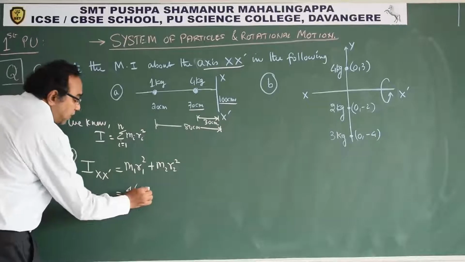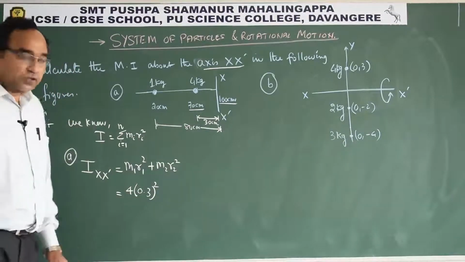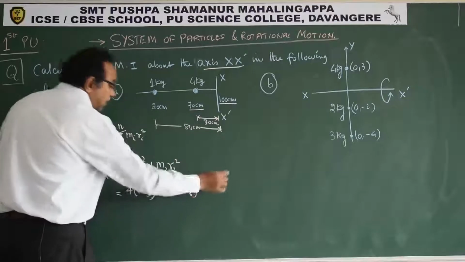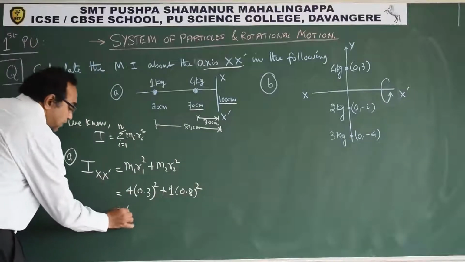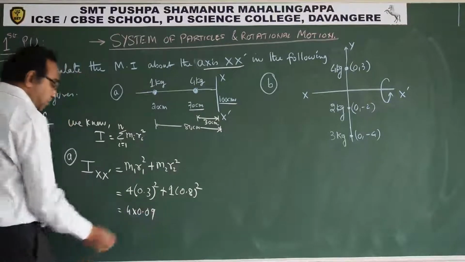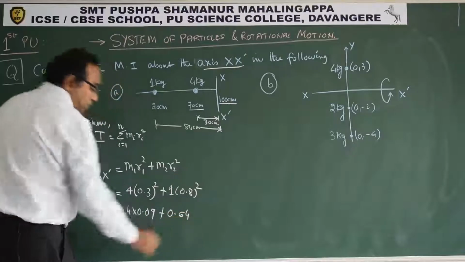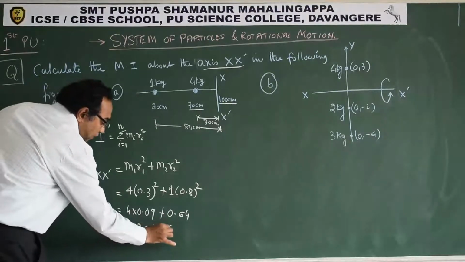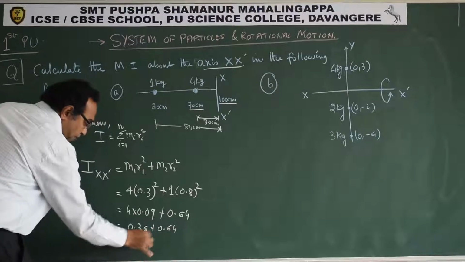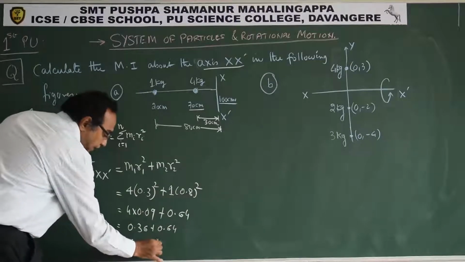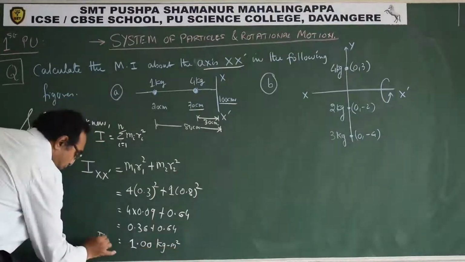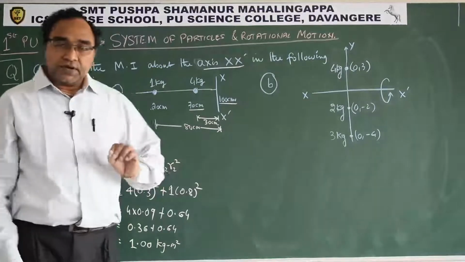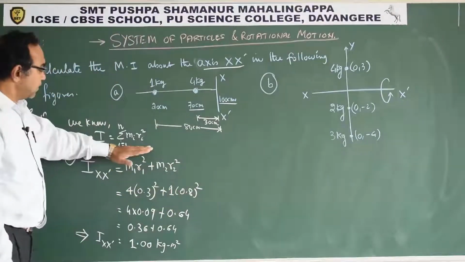So this will be 0.3 square. Why? Because we are taking it in SI units, plus the other mass is 1 kg. 1 kg is at a distance of 0.8, so this is whole square. So this gives us 4 into 0.09 plus 0.64. This is nothing but 0.36 plus 0.64, which is 1 kg meter square. This is what you have, I xx dash. So students, always try to remember this equation and then extend it.